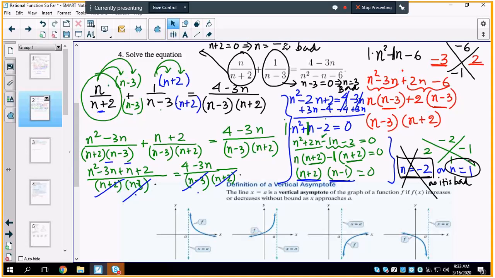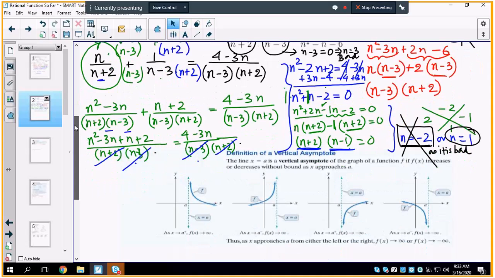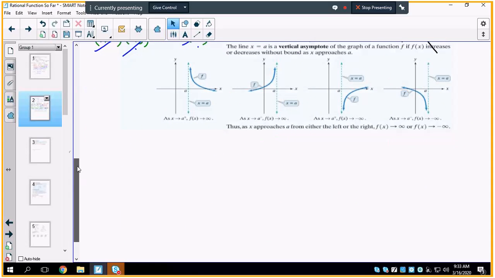So it's a little intricate, a long problem as you can imagine, but all the processes we have involved in solving this thing have come from something we have done in our class. So try to practice solving rational equations.